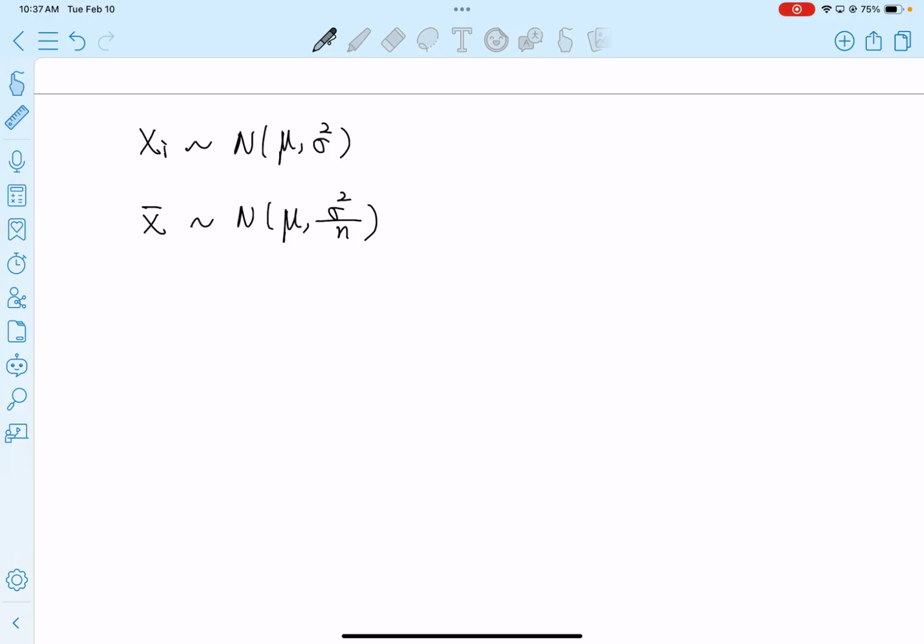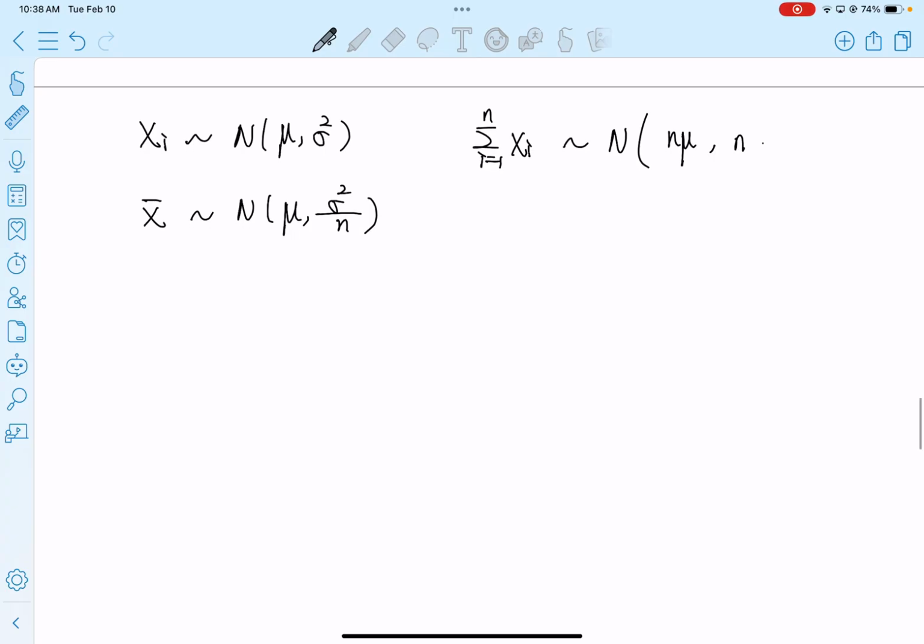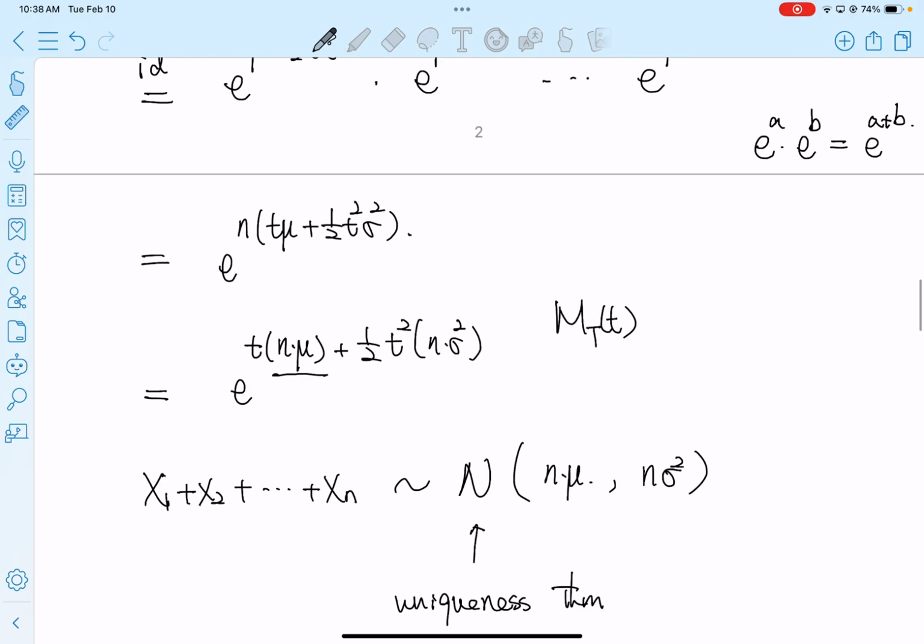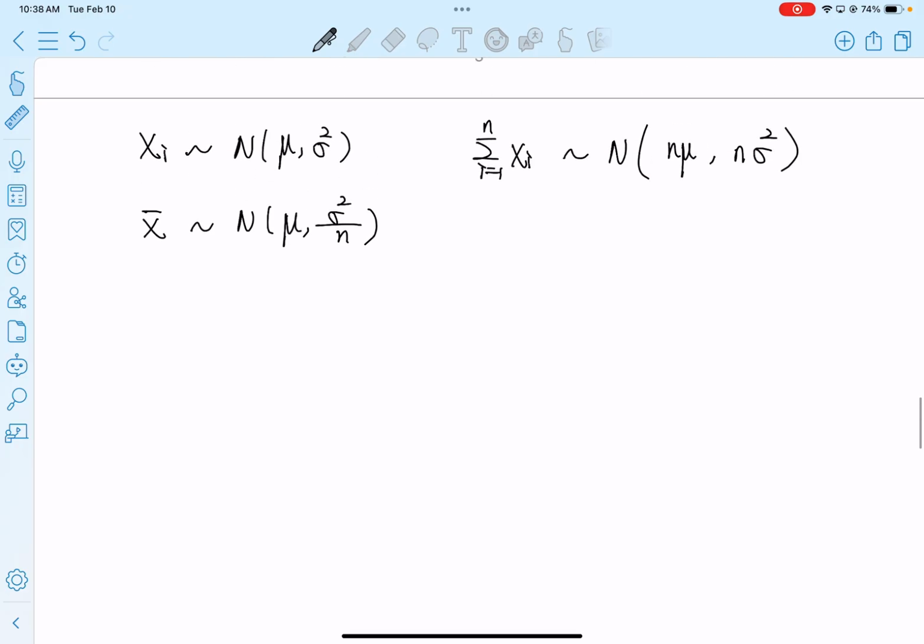And our previous result is that if you're interested in the sum of all the samples that you collected, then it will also behave like a normal random variable, but you have to scale the mean mu by a factor of n, and also the variance by a factor of n. So this is what the result is saying.